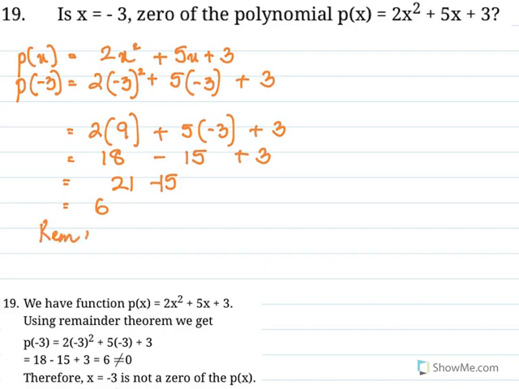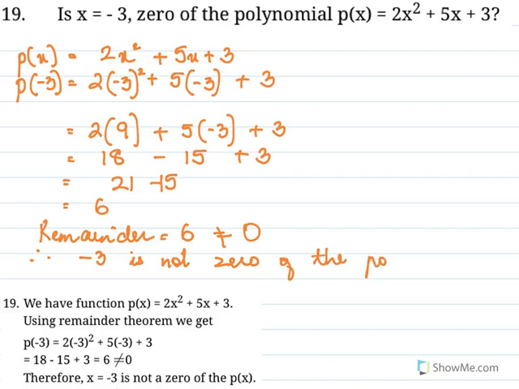So we see that the remainder is equal to 6, and it is not equal to 0. Therefore we can say that minus 3 is not a zero of the polynomial. So here again we have p of x, this is the polynomial. By the remainder theorem we do p of minus 3, we find the value and we find the remainder as 6. Since we have a remainder 6, we can say it is not the zero of the polynomial.